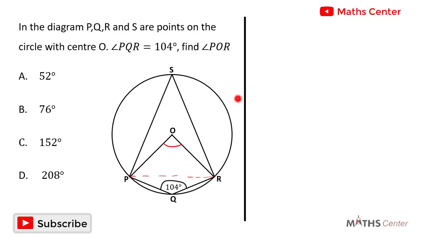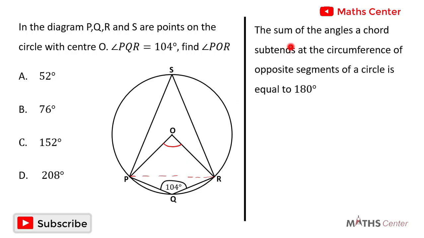One of the theorems of a circle is that in a circle, the sum of the angles a chord subtends at the circumference of opposite segments of the circle is equal to 180 degrees. In this circle, the chord PR, which we have just created, subtends the angle PSR in this segment of the circle, and also subtends the angle PQR at point Q in this segment of the circle. When we add these two angles, we will have 180 degrees.